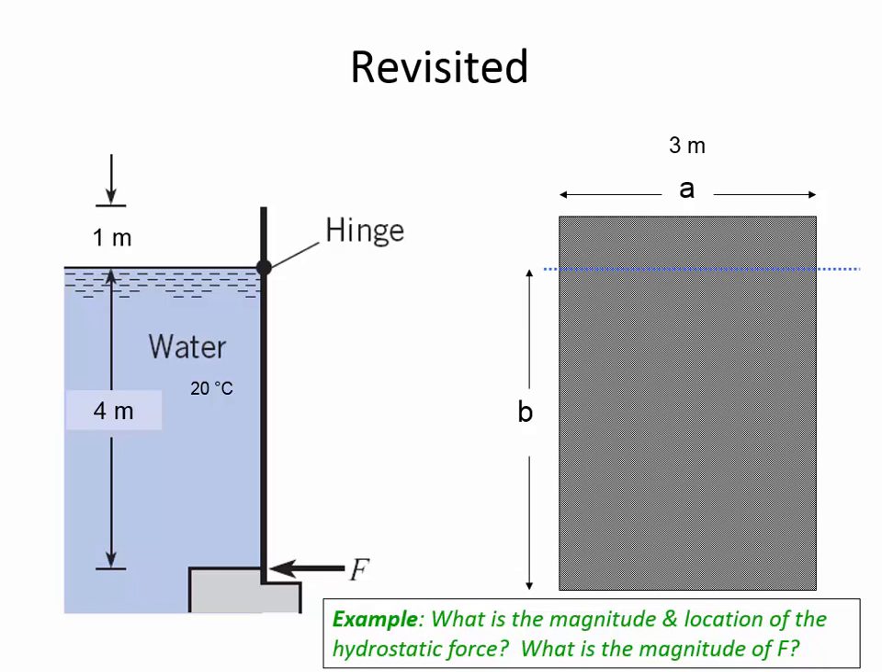YCP is the inclined distance from force location to water line. And that formula for YCP is Y bar plus I divided by Y bar A. And so in our case, the Y bar is 2 meters, the I is 16 meters to the fourth, Y bar is 2 meters, and then the area is 12 meters squared.